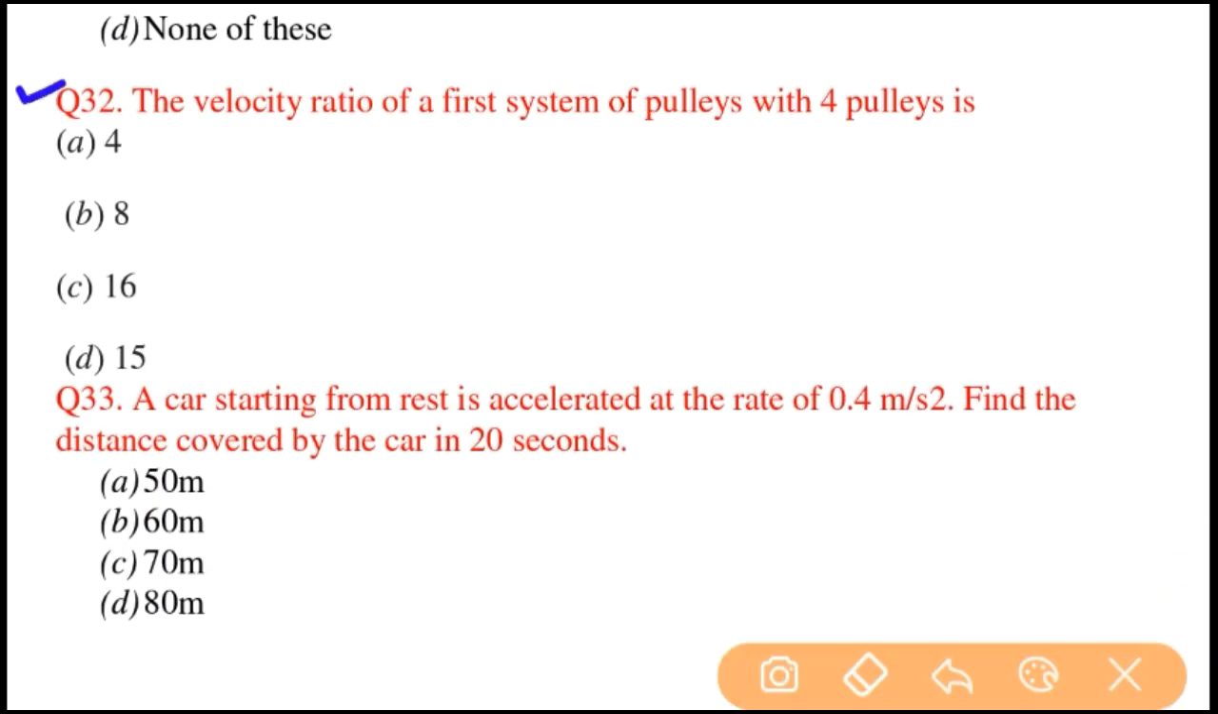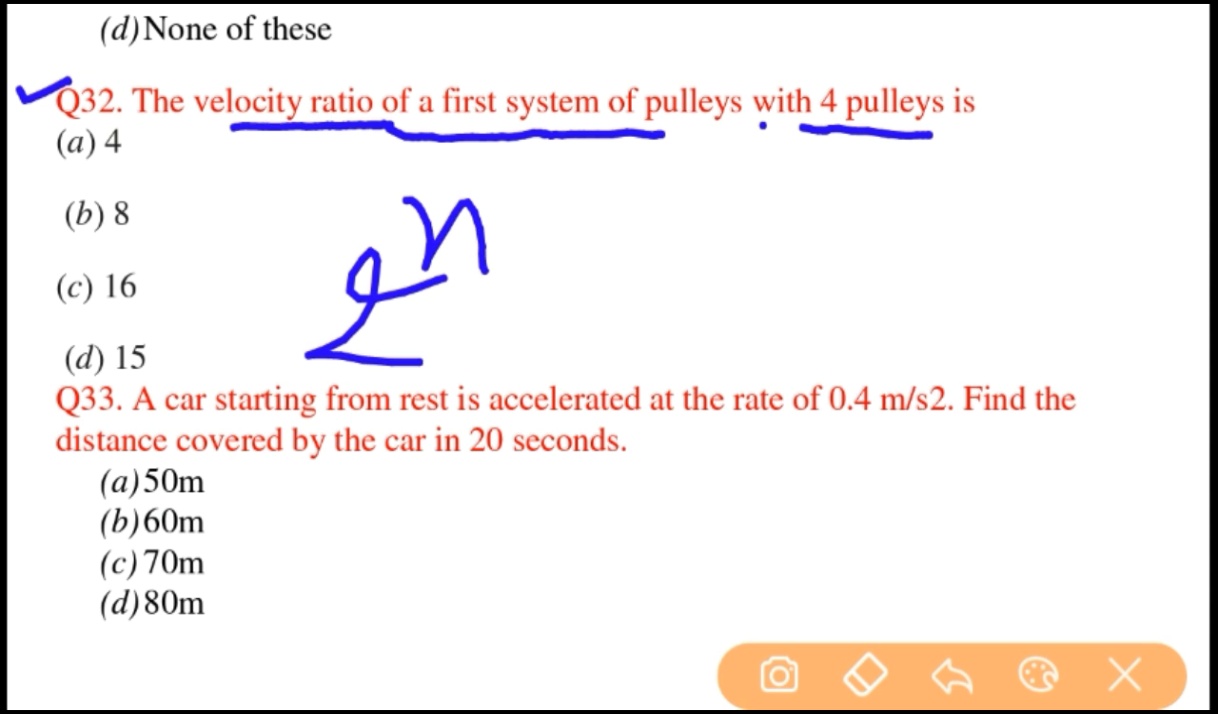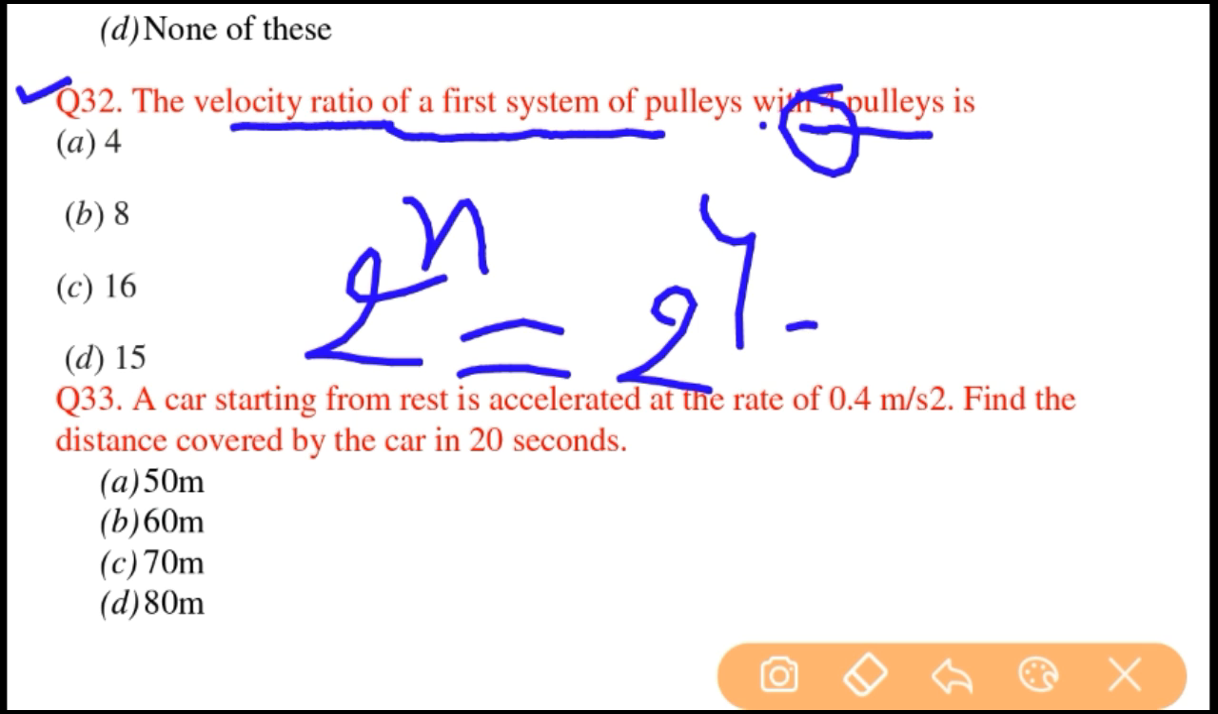In the next question, the velocity ratio of a first system of pulley with 4 pulleys is, we know that for a first order system, the velocity ratio is given by 2 to the power n, where n is the number of pulleys. So here the number of pulleys is 4. So 2 to the power 4 equals 16. Option C will be the correct answer.